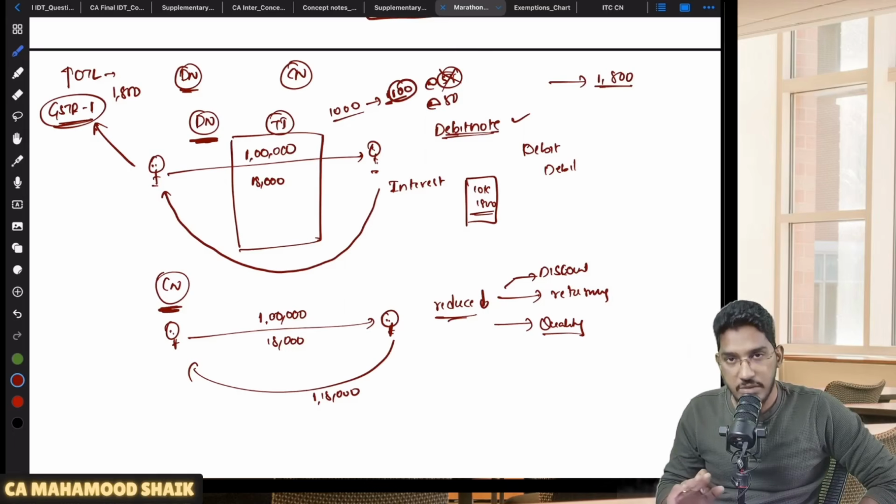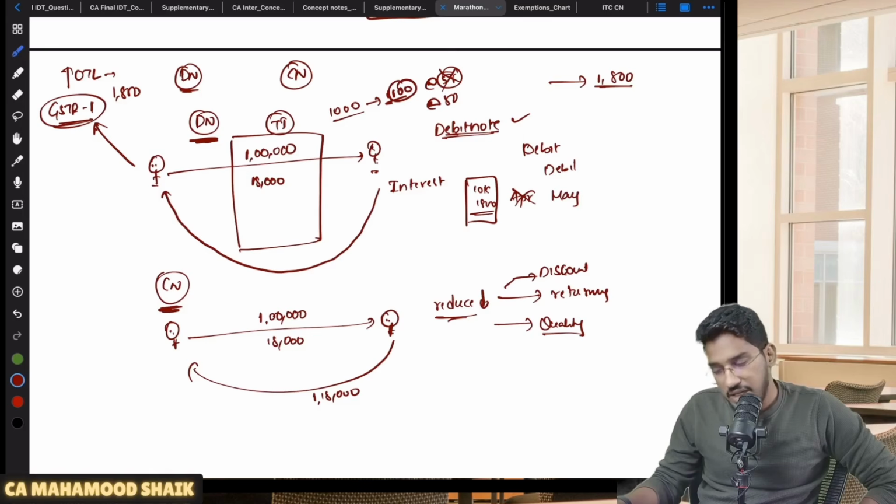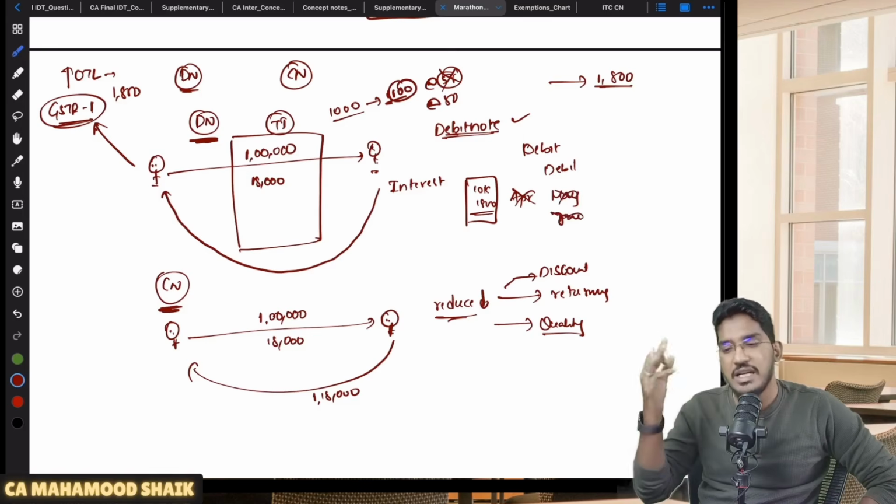There is no time limit for declaring a debit note. You can declare it at any time. Sir, I gave the debit note in the month of April, but I did not declare it in the month of April. No issue. Declare it in the May month. Sir, I did not declare it in the May month. You declare it in June month. Sir, like this, how long, sir? Anytime. Even after 10 years also, if you want to declare, you declare it.